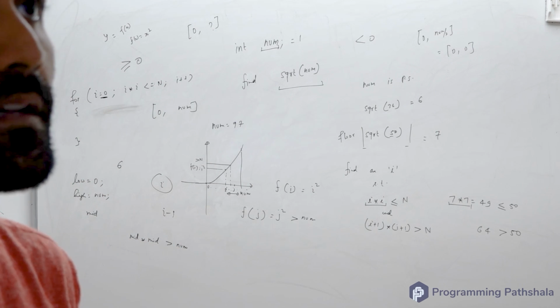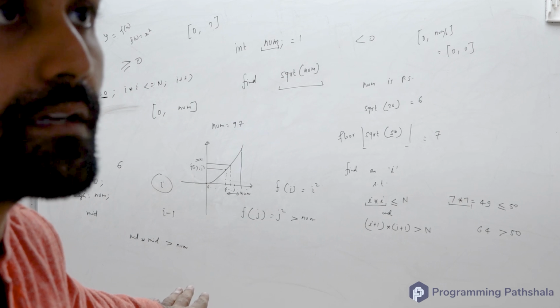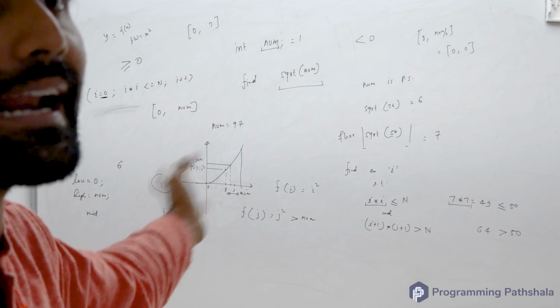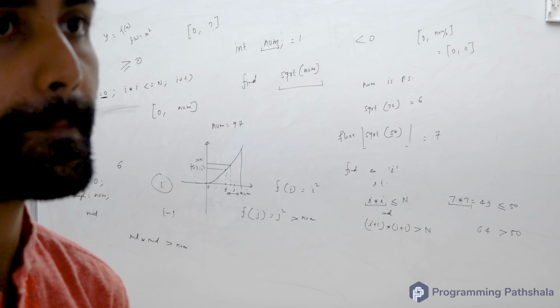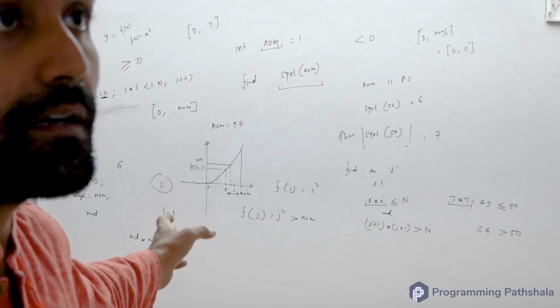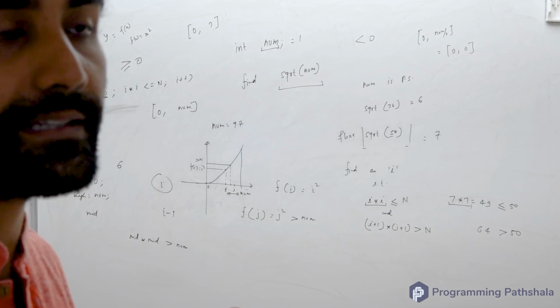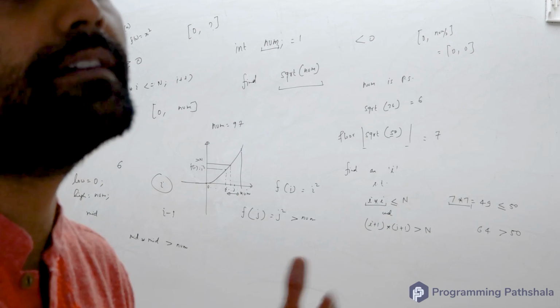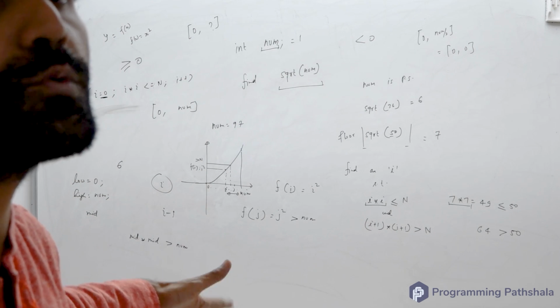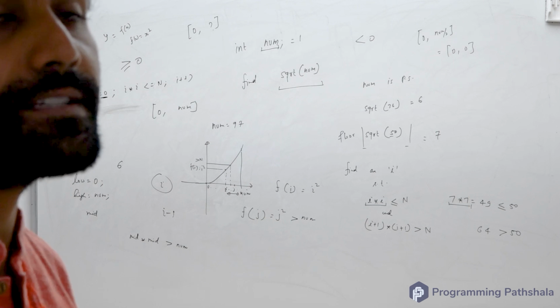Can mid be my answer? No, mid cannot be my answer. Can the answer lie to the right of mid? No, because this function is monotonically increasing. So if mid square is greater than num, mid plus 1 whole square will be even greater. So in this case my answer is towards the left side.